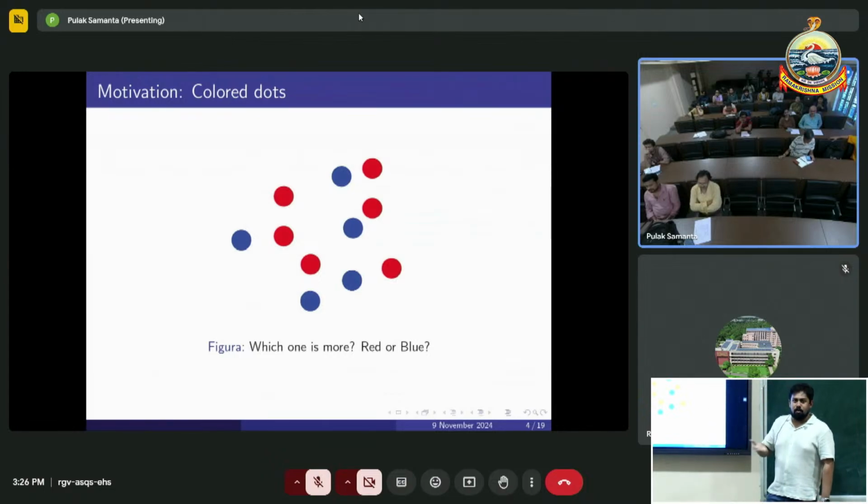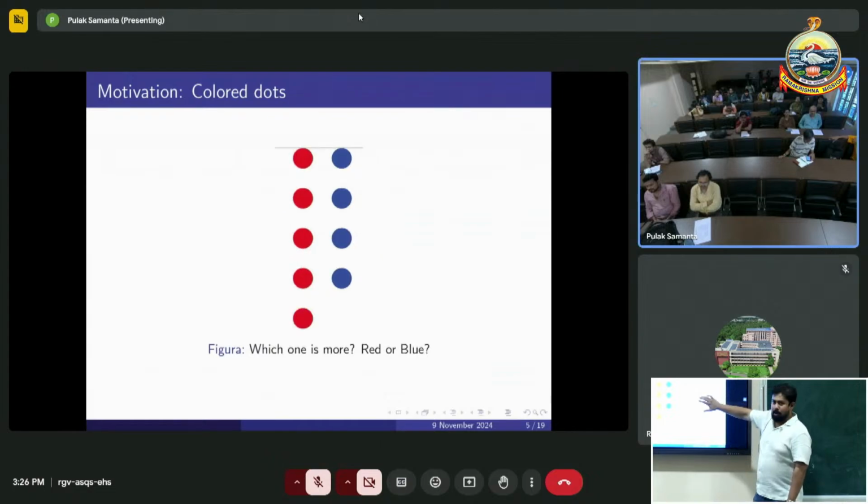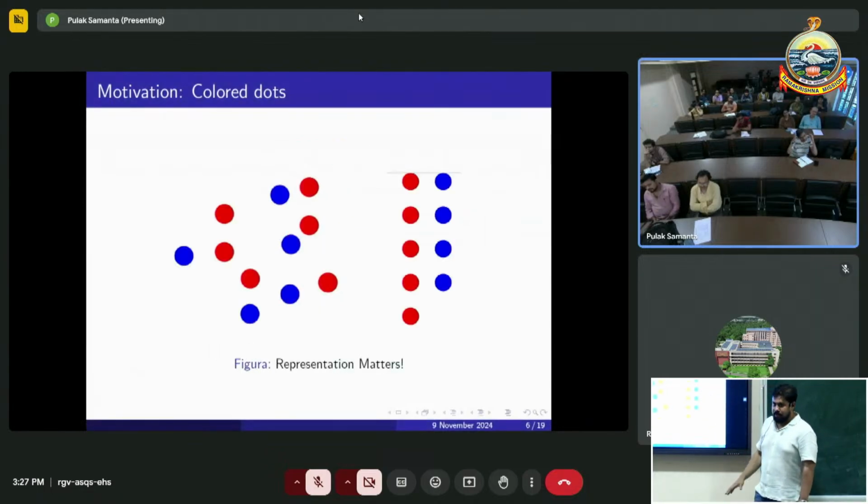To some people, it might also appear that both are almost equal, right? But they are not. Now, if I give you the same thing in this manner, now the counting is pretty much easy. So the moral of this story is, representation matters. Whatever you want to represent, it matters on the complexity of counting and all that. This is a similar work we are doing actually.